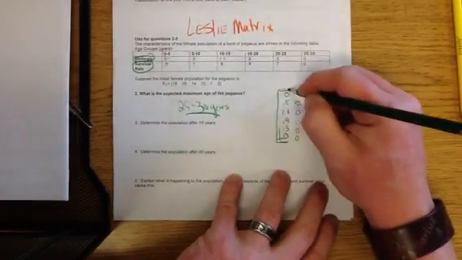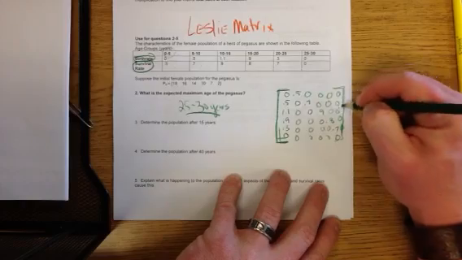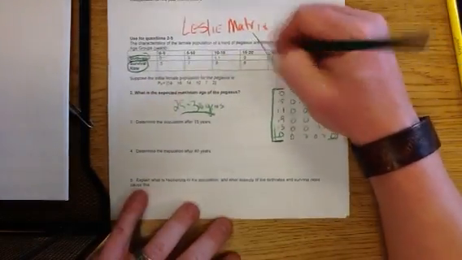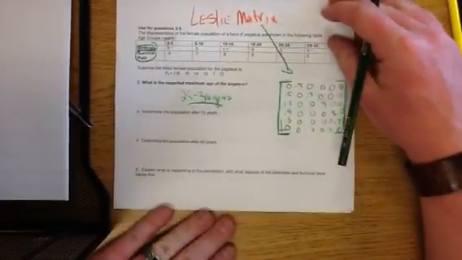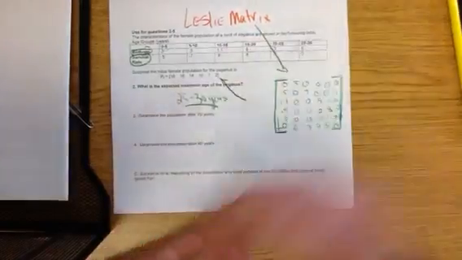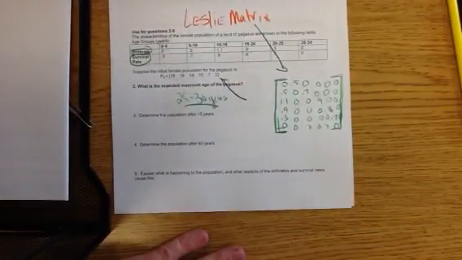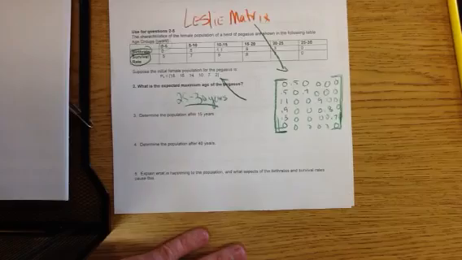So there's our matrix. That's what your matrix should look like. This is the Leslie matrix. For this particular problem, that is the Leslie matrix. This is your population matrix. This is how many of each transition there are existing today.